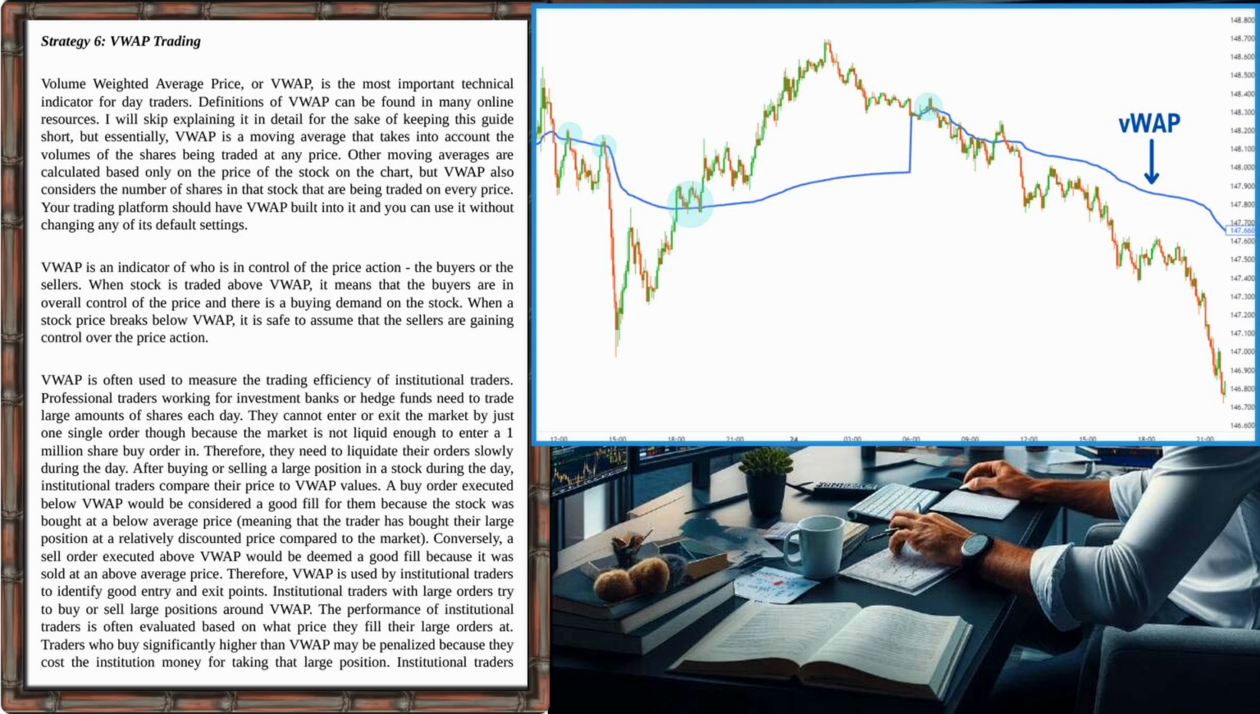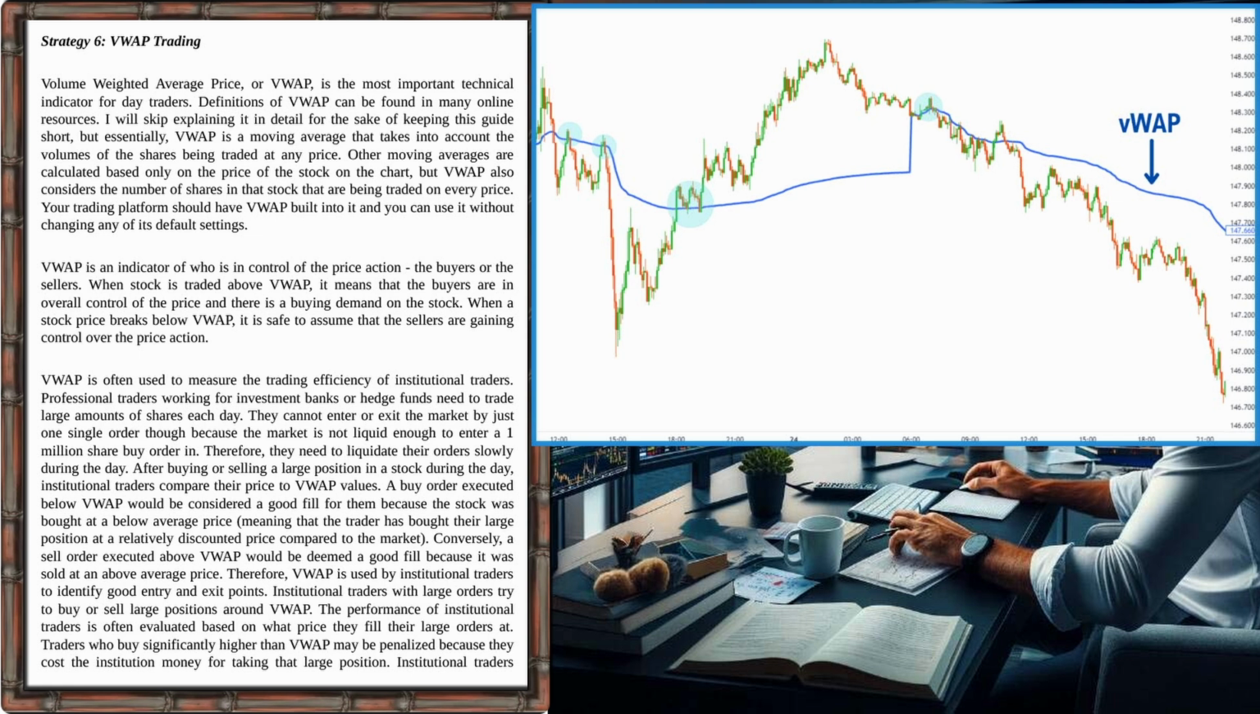VWAP is often used to measure the trading efficiency of institutional traders. Professional traders working for investment banks or hedge funds need to trade large amounts of shares each day. They cannot enter or exit the market by just one single order though, because the market is not liquid enough to enter a 1 million share buy order in. Therefore, they need to liquidate their orders slowly during the day.